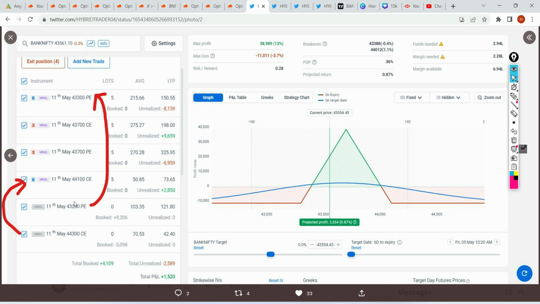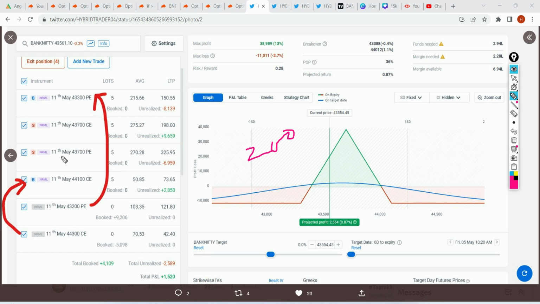That's it, guys. By 100 points, I booked 43,200. I entered into 43,300. Just 100 points. I booked 44,300 and then I've entered into 44,100. The reason why I've done the 200 point shift is, basically I was able to reduce the 200 point spread between the sold positions.